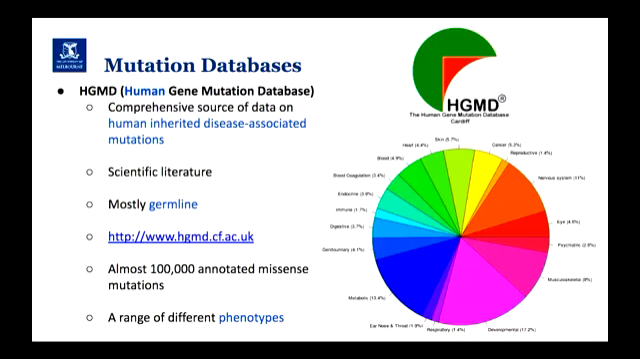So the Human Gene Mutation Database offers a range of different phenotypes. The 3 most important classes there, I think, are metabolic diseases, which we're going to talk about one of them today, developmental, and also nervous system disorders.